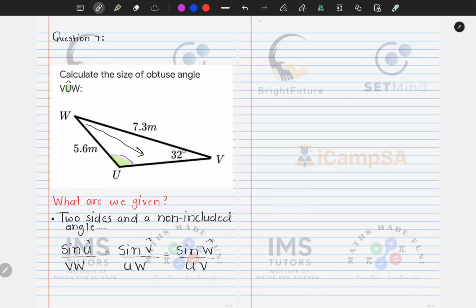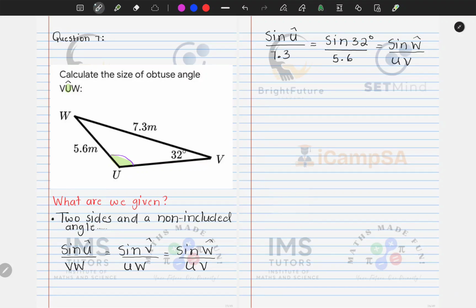So let's focus on what we are looking for, which is U. So we'll have sine of U divided by, the side opposite angle U is 7.3, equal to sine of V, which is 32. So that will be sine of 32 degrees divided by the side opposite 32 degrees, which if you look carefully is 5.6, and then equal to the other side, sine of W divided by the side which is opposite that, which is just UV. And if you observe carefully, we only need to focus on these two. Remember, we're looking for U. So if we focus on this, we should be able to find U.